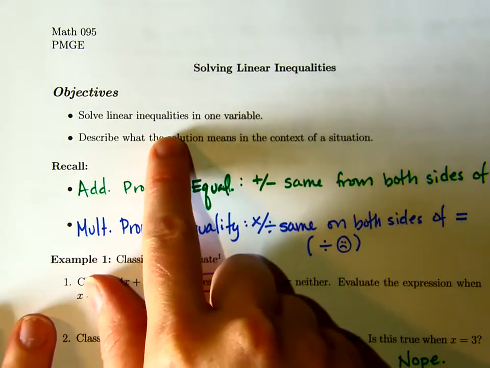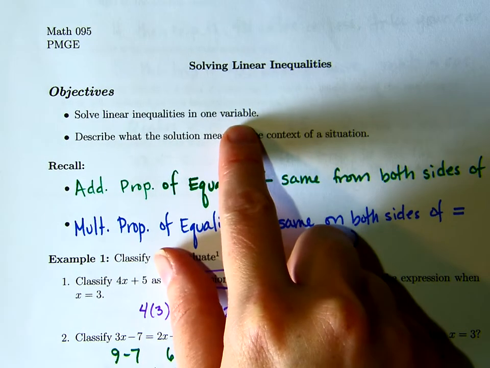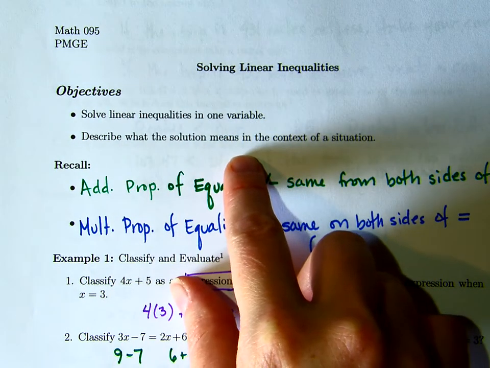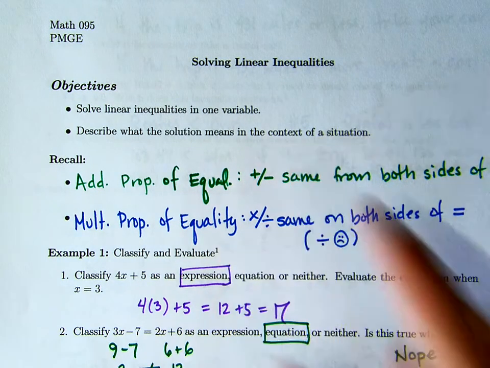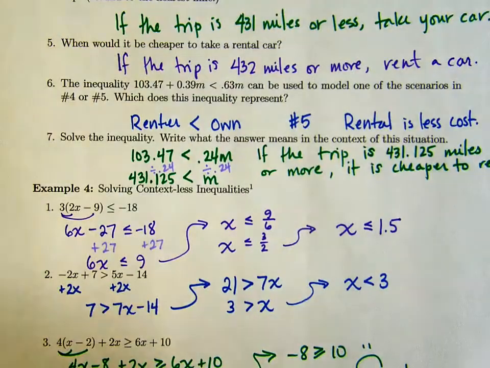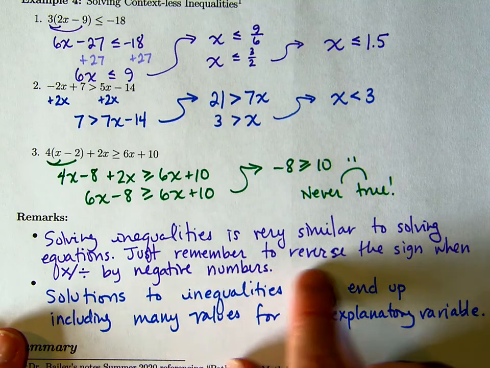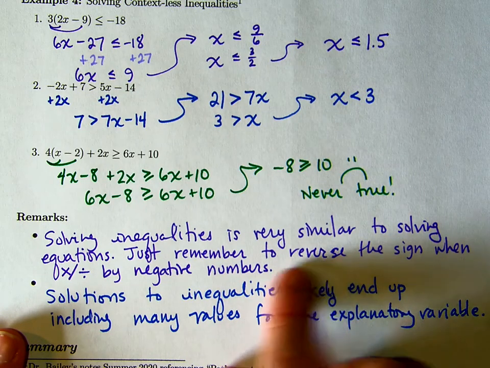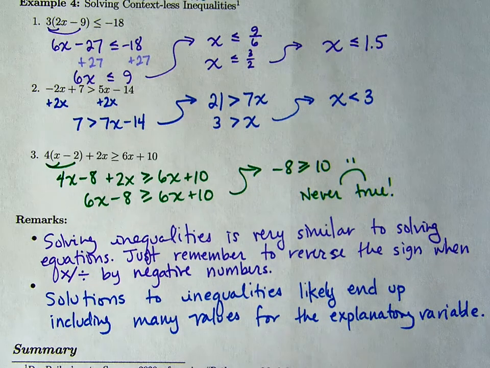So what we just got done doing is actually solving linear inequalities in one variable. And we described what the solution means in the context of a situation. Okay, so the one thing that I just want to make sure that we remember is that it is very similar to solving equations, but remember to reverse the inequality when multiplying or dividing by negatives.